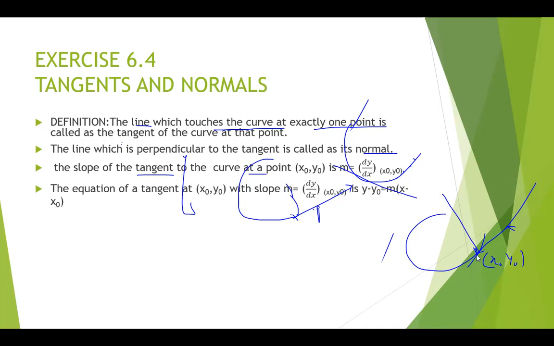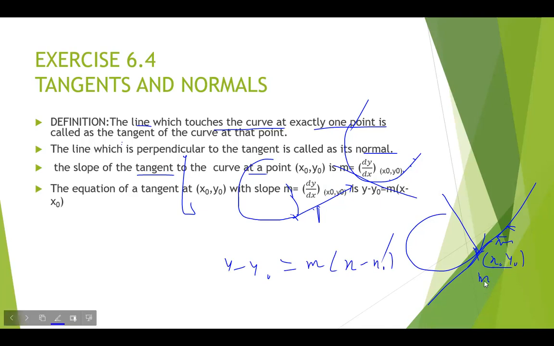Now, the equation of the tangent: you know there is a point on this straight line and you know the slope of this line. When we know the slope and the point, we can apply the slope-point form of the equation of a straight line. Thus the equation of the tangent is given by y minus y naught is equal to m into x minus x naught, where x naught, y naught is the point at which the tangent is drawn and m is the slope of the tangent.